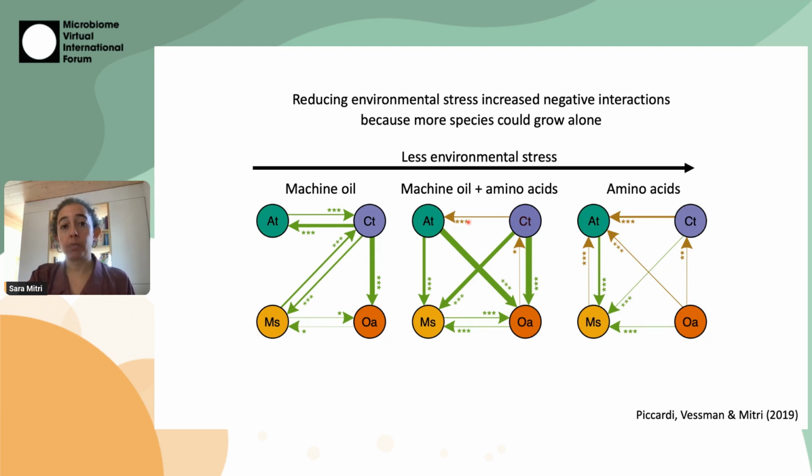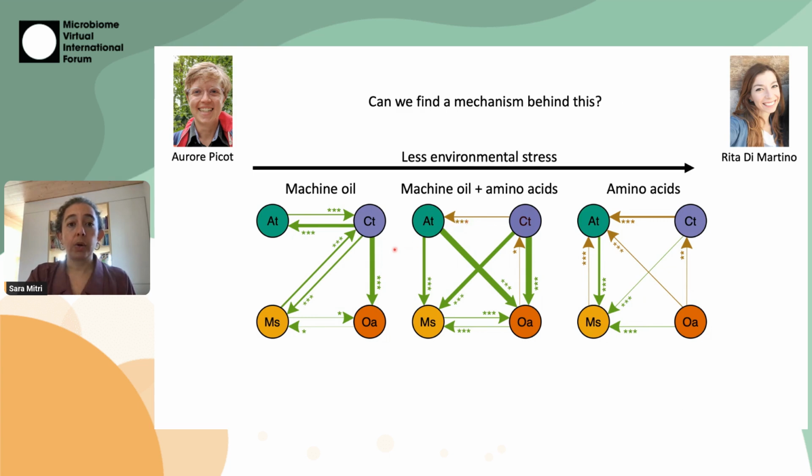And that's because more species are able to grow alone, and as soon as species can grow alone, then they start to compete with one another. Okay, so that was all quite nice, but again, it's relatively fundamental and maybe a bit not mechanistic. So what we wanted to do next was to see if we can simplify the system a little bit, so that we can come to a mechanism behind this phenomenon.